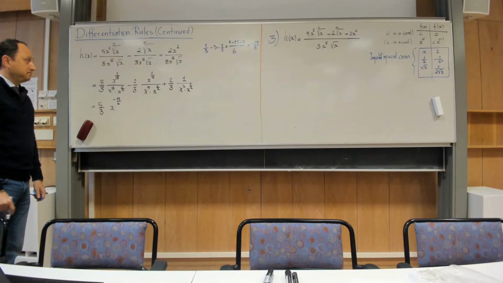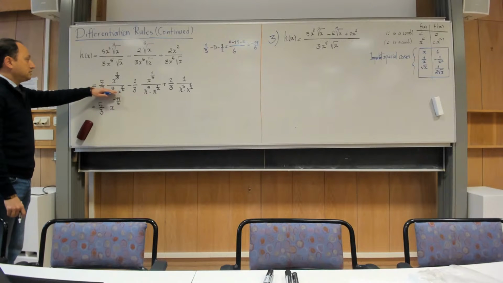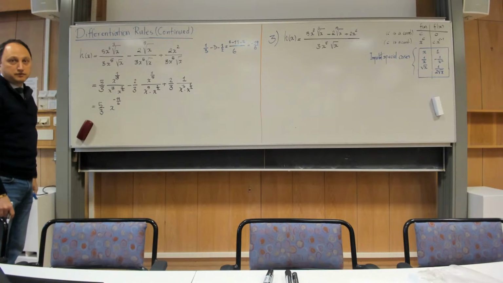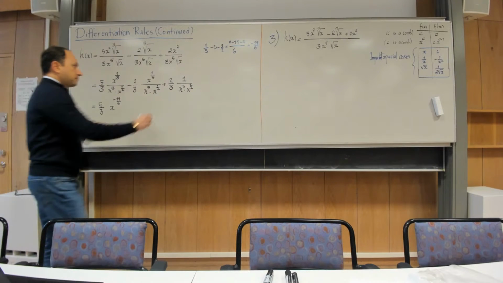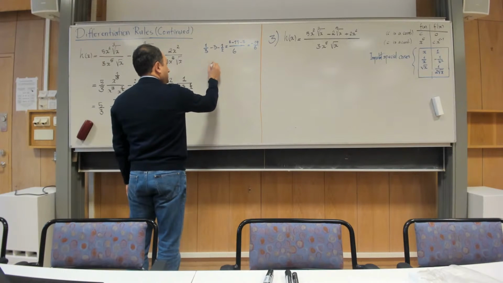Yes? Didn't you say that 3 divided by 2 should be added? Yes, but they are added in the denominator. When they go to the numerator, both of them will be negative. So these are very important things. If you don't understand, please let me know.